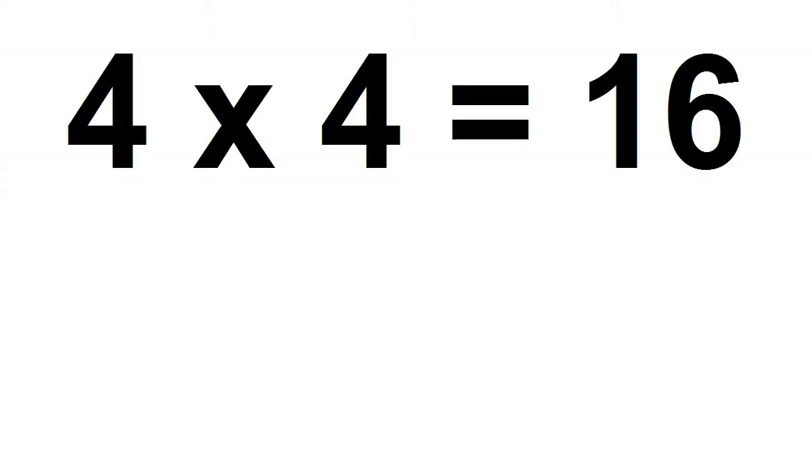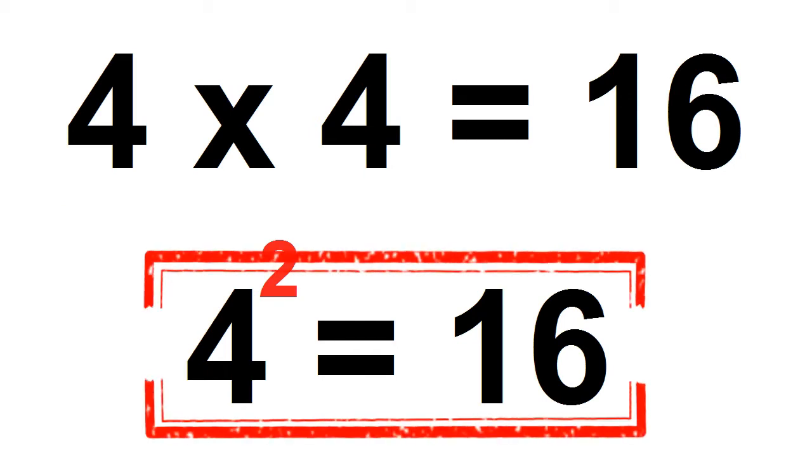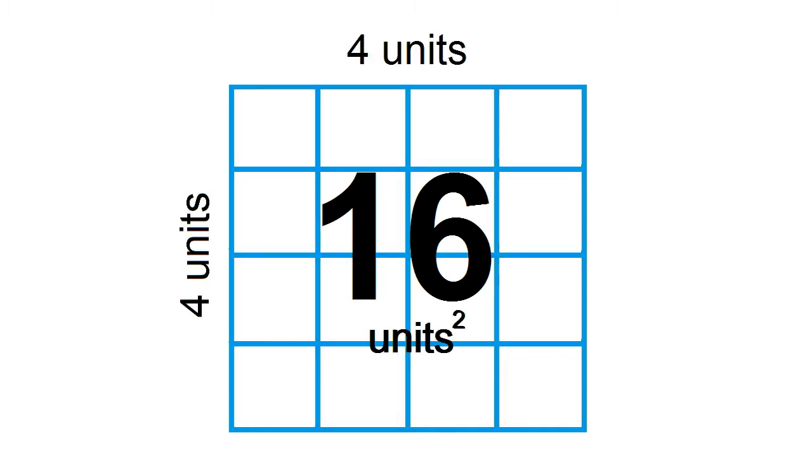Let's start with an easy example. 4 times 4 equals 16. We've learned that we can write this as 4 squared equals 16 because there are two 4's multiplied together. But we can also see that 16 has an inverse relationship with the number 4. 16 is a perfect square because 4 times 4 is 16.